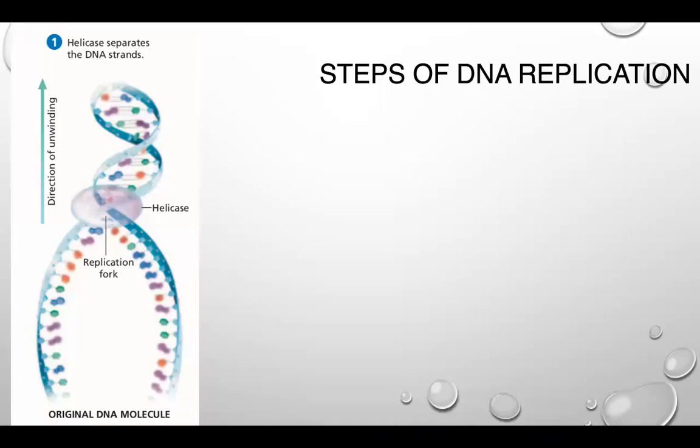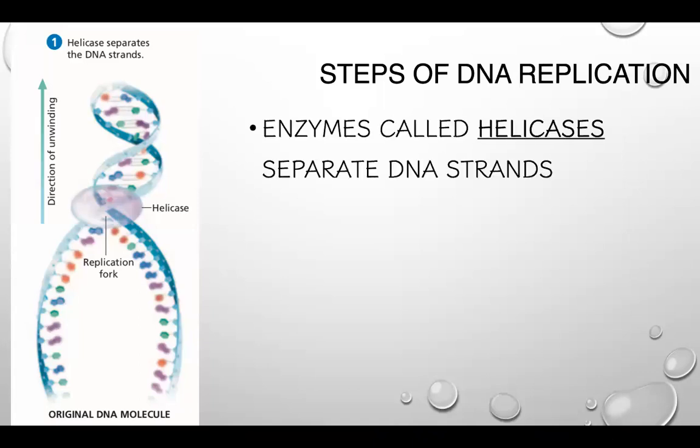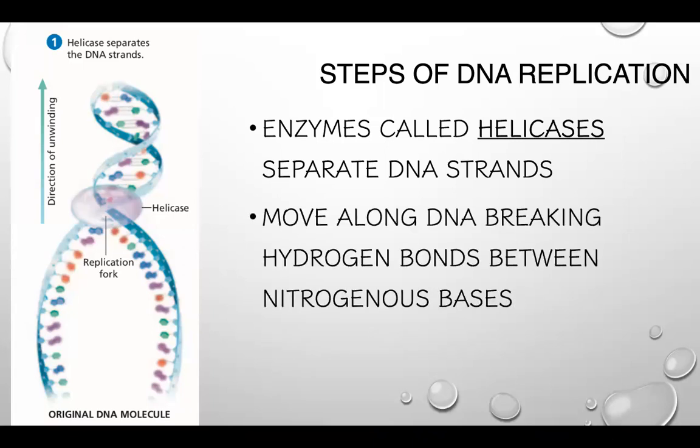Okay, so what are the steps of DNA replication? The first thing that happens is an enzyme called DNA helicase. Helicase separates the DNA strands. It's going to move along the DNA, breaking the hydrogen bonds between the nitrogenous bases. And I always use a zipper as a really good analogy for this. When you unzip your jacket or your purse or your backpack, the point where the zipper is called the replication fork.